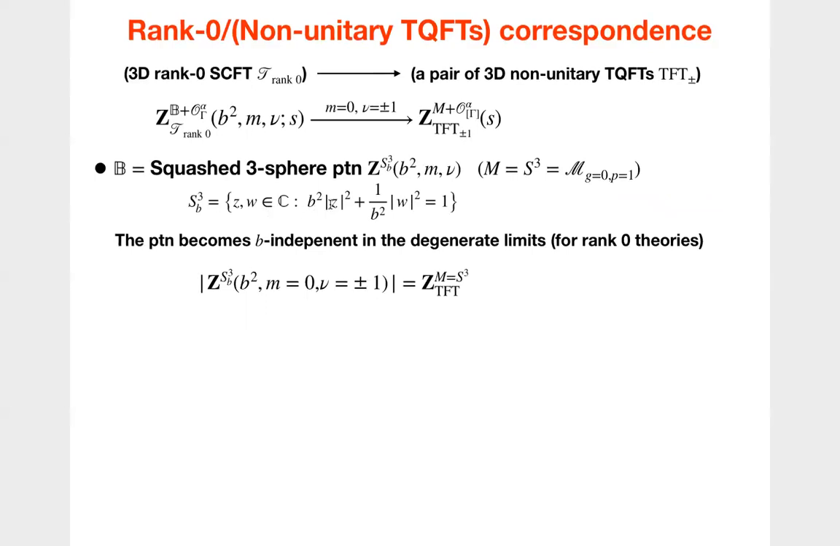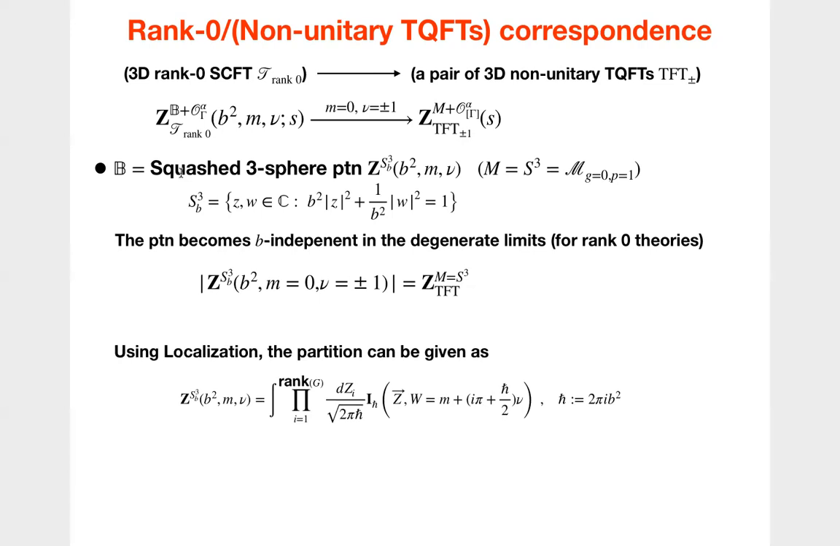But what we are claiming is that this squashed partition function will become b independent in the degenerate limit for rank zero theories. So it means that this partition function becomes b independent, and this partition function will be equivalent to the three sphere partition function over this non-unitary TQFTs. So this is a very non-trivial proposal, and so far we don't know any proof of it, but from the many examples we found that this works.